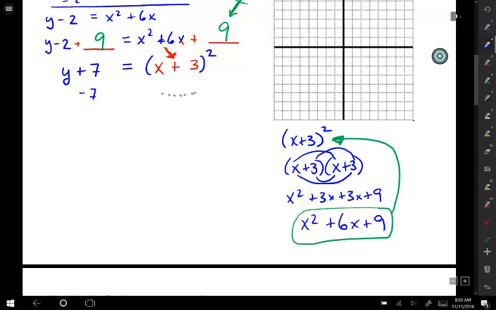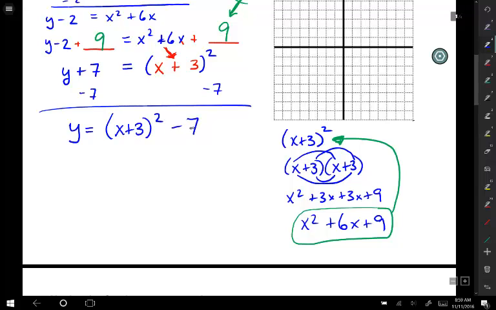We now subtract 7, giving me x plus 3 squared minus 7. That should look very familiar, like vertex form from yesterday. Can anyone identify my vertex? You did this in your homework last night. What's my vertex?